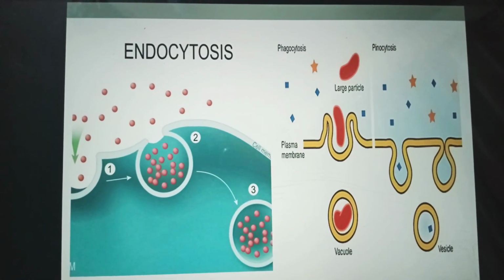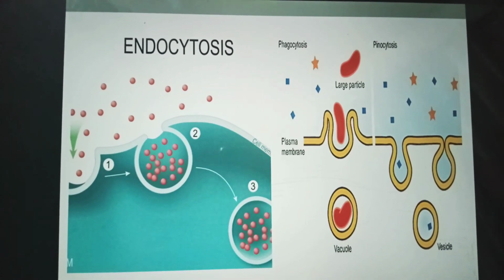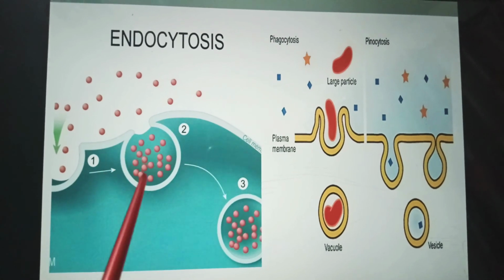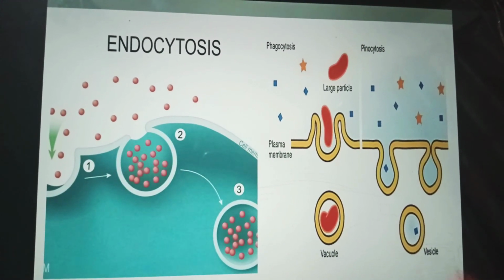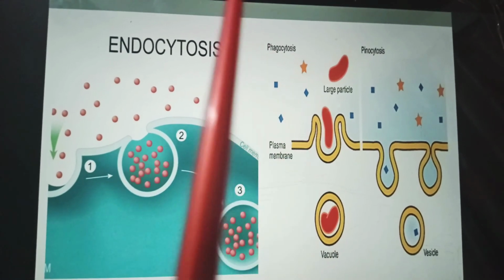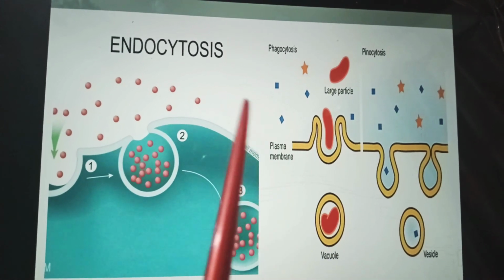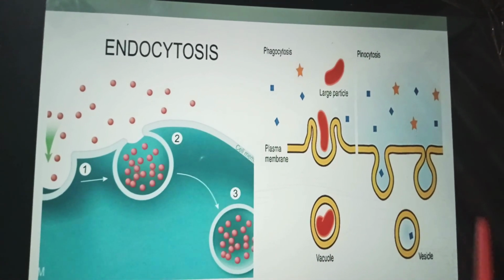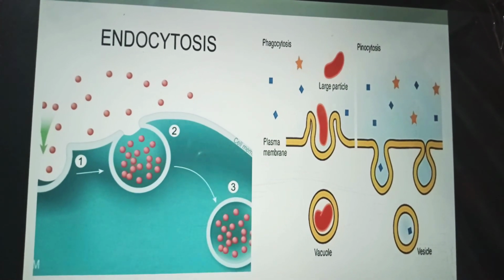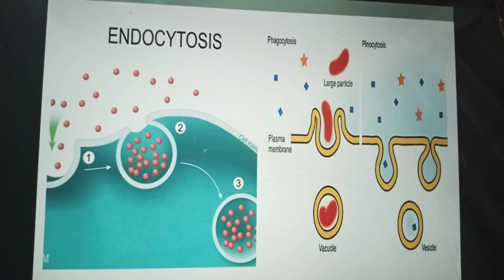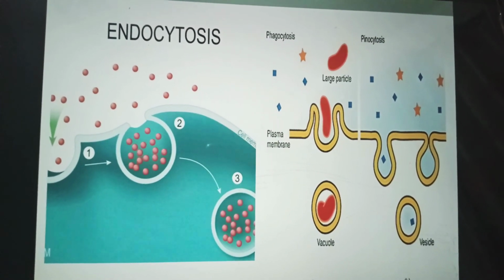It is the process of cellular ingestion of bulky material by infoldings of cell membrane. So here is cellular ingestion and here is bulky material. The two forms of endocytosis are phagocytosis and pinocytosis. Phagocytosis is cellular eating and pinocytosis is cellular drinking. In phagocytosis, cell takes in solid material while in pinocytosis, cell takes in liquid in the form of droplets.